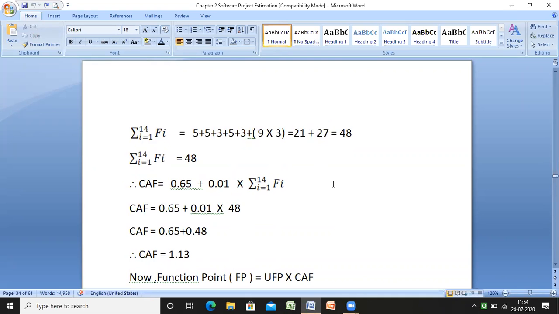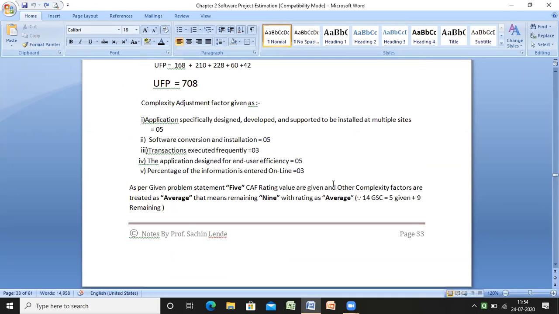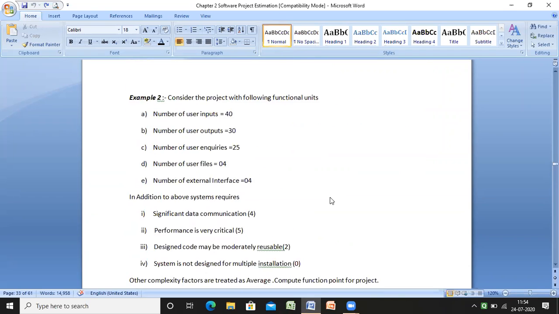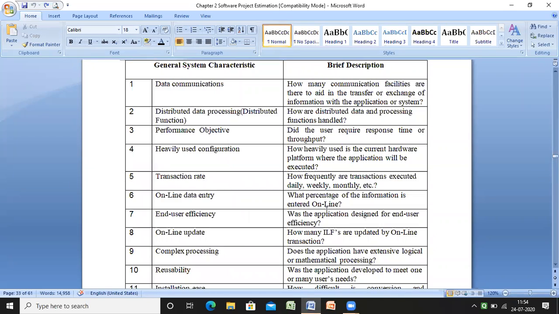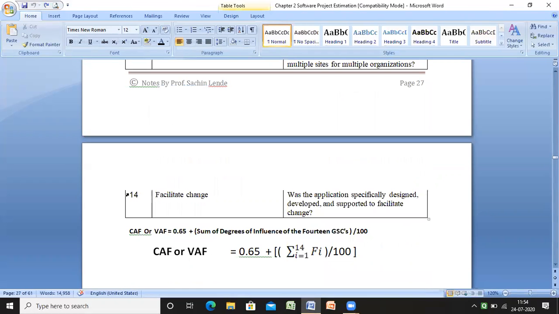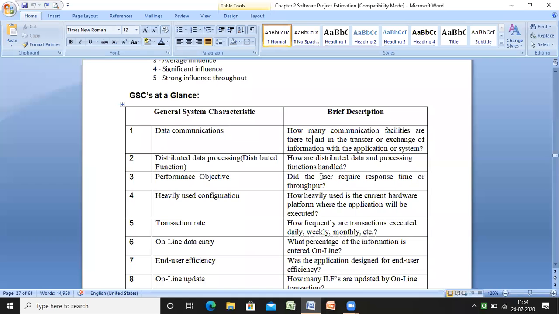Okay, one more time I'm going to say this. They have mentioned other complexity factors are average. We already discussed that general system characteristics are 14. How many general characteristics are there? These are the general system characteristics: data communication, data processing, performance objective, heavily used configuration, transaction rate, online data entry. These are all 14 points. 14 different general system characteristics, and there is a description of each: how data communication should be there, how the performance should happen.